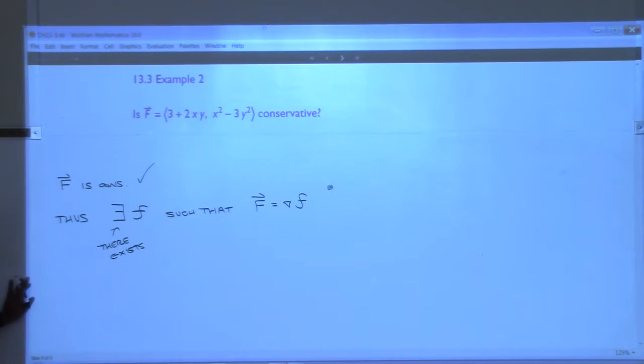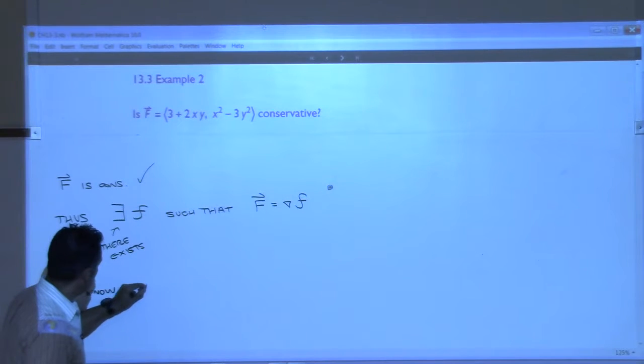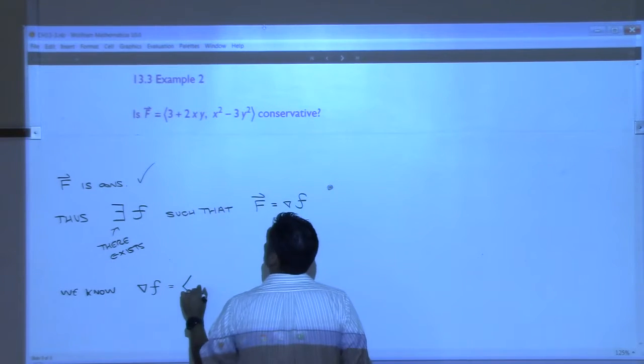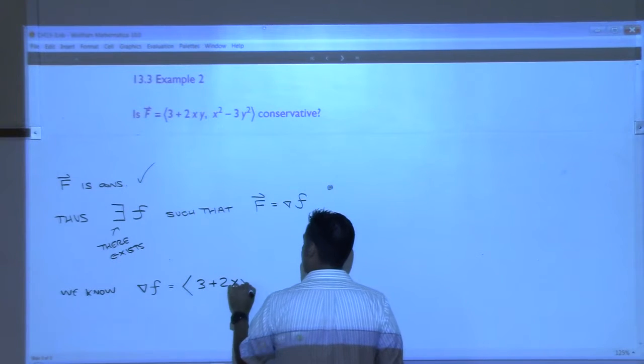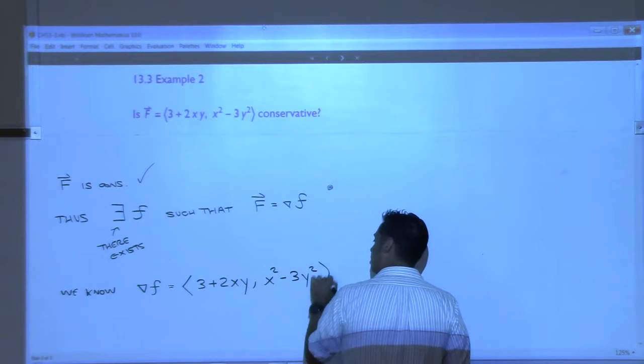We need to find it now. Let's find little f. So here's what we know: the gradient of f is what? In this problem, it's that vector field. It's 3 plus 2xy, and then x squared minus 3y squared.